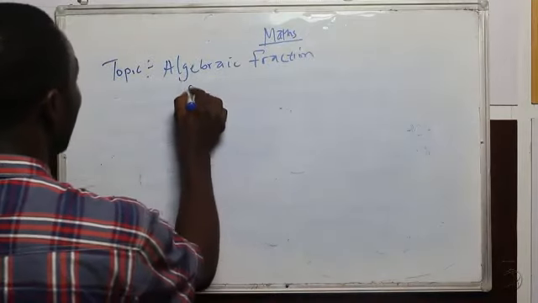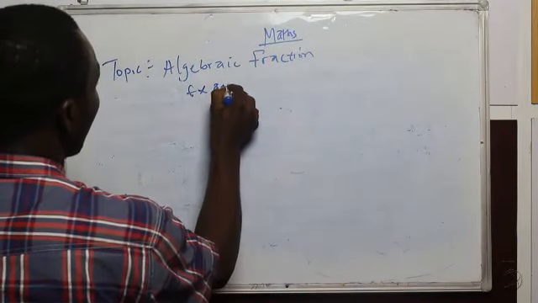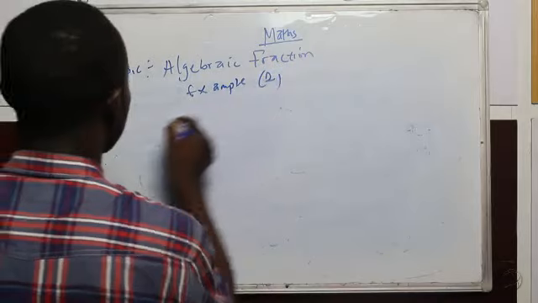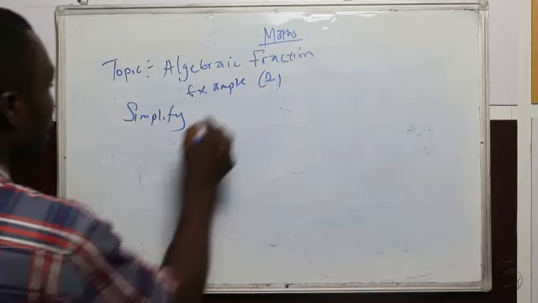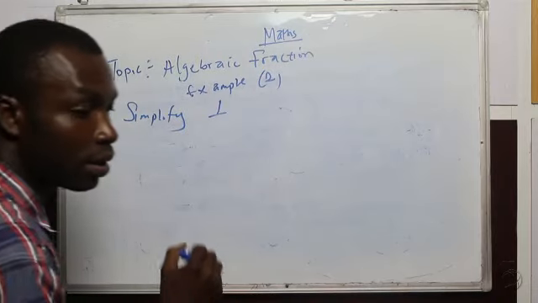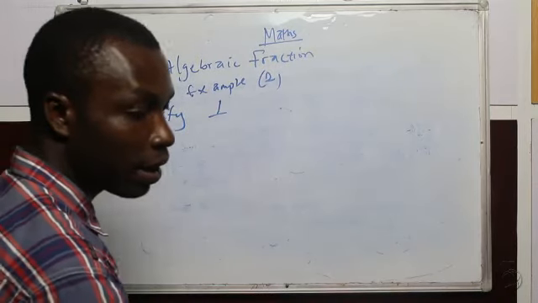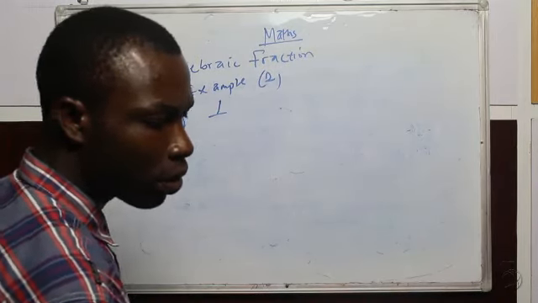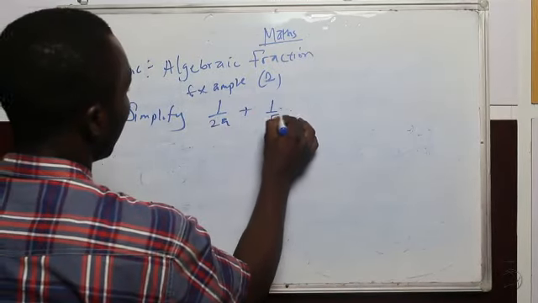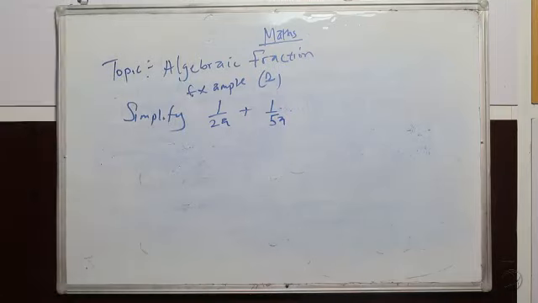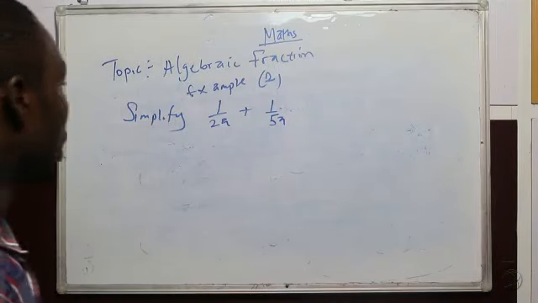Now, example 2. Simplify 1 over 2a plus 1 over 5a.